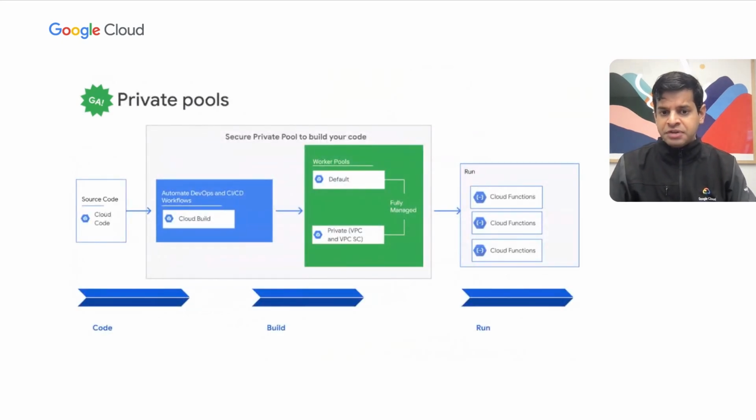In addition to the networking capabilities, we're also shipping a capability called private pools that gives users more control on their build time environment for their Cloud Function. Users can have more control on how their Cloud Function is built, thereby letting users control the entire software supply chain of code, build, and invocations or run.